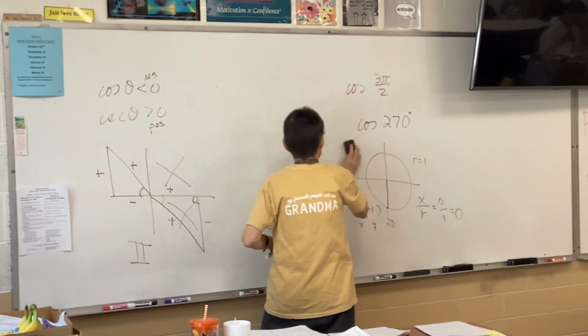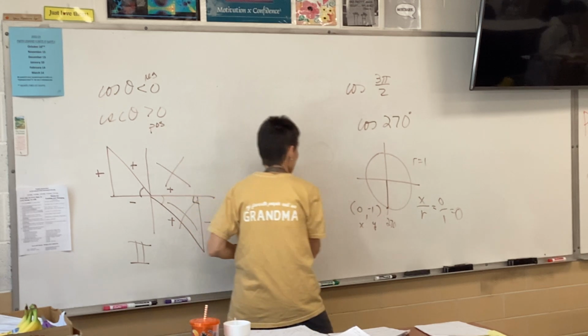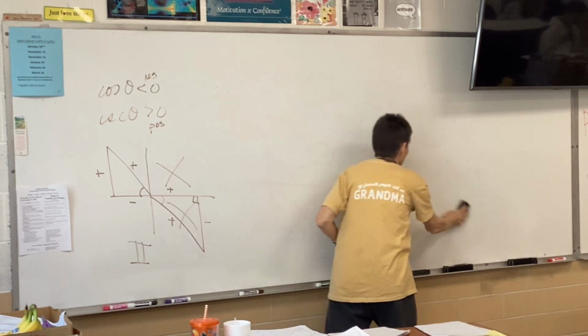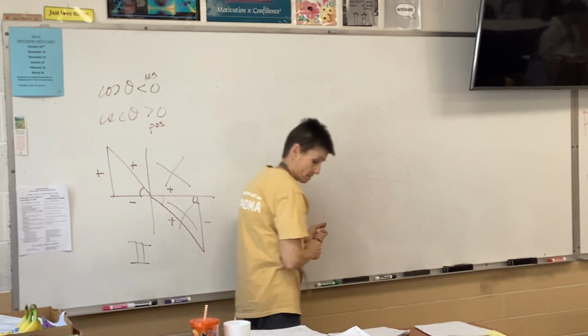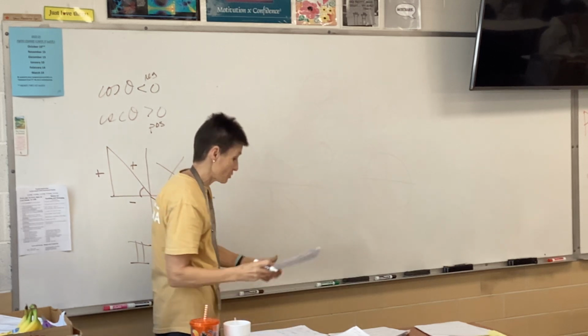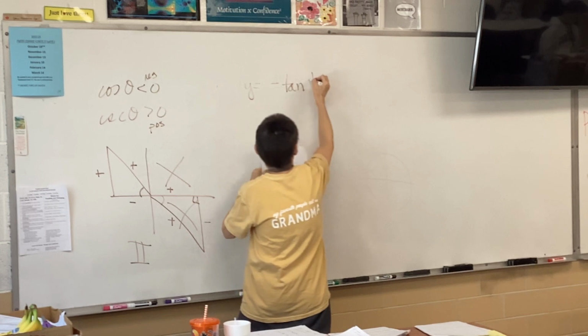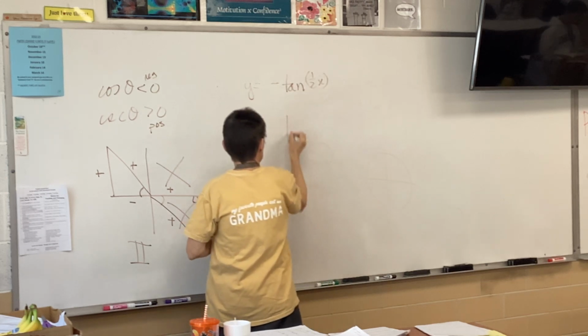All right, now we're gonna do some sketches. I told you last time, these are 3-point problems. 1 point for the shape. So let's get the shape here. First one is negative tangent 1/2 x. So let's get the shape right.